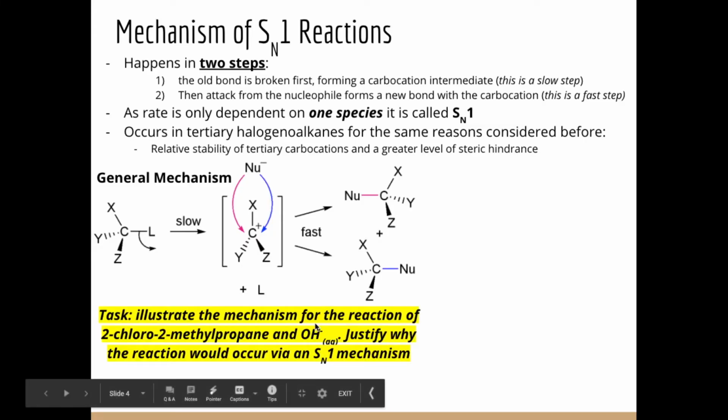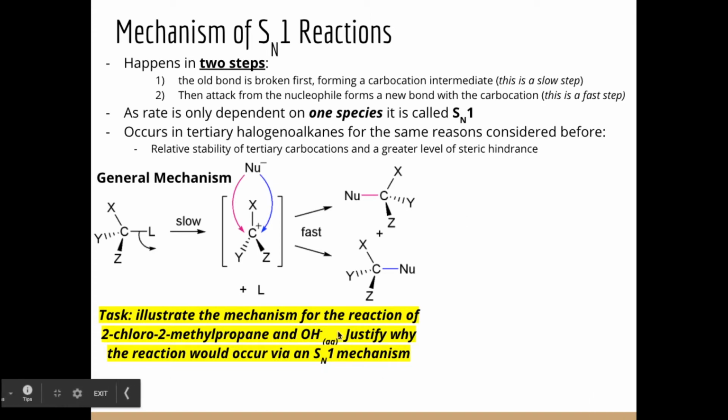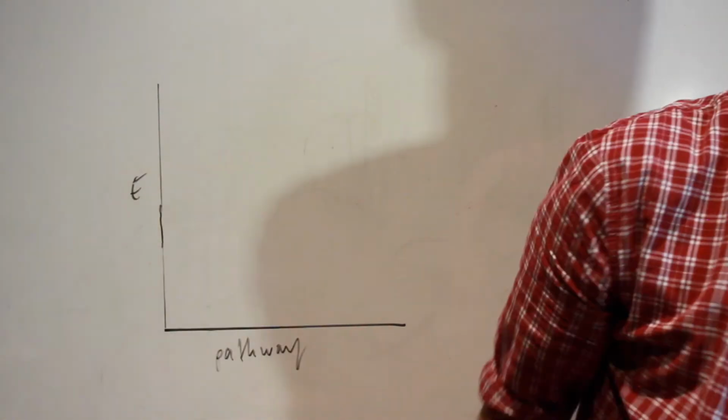Illustrate the mechanism for this reaction, but let's do a specific example of 2-chloro, 2-methylpropane, and hydroxide. Justify why the reaction would occur via an SN1 mechanism. So use what we know about here. Don't worry about stereochemistry or anything like that. Let's see what the answer would be when I flip over here.